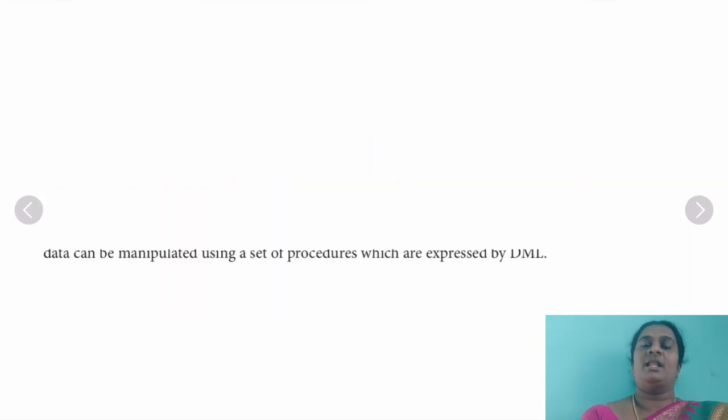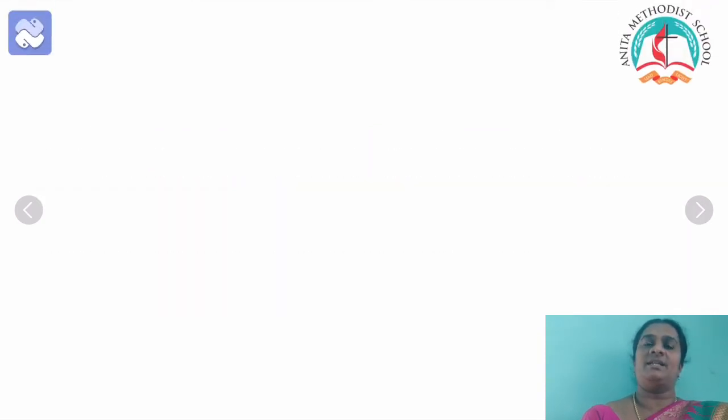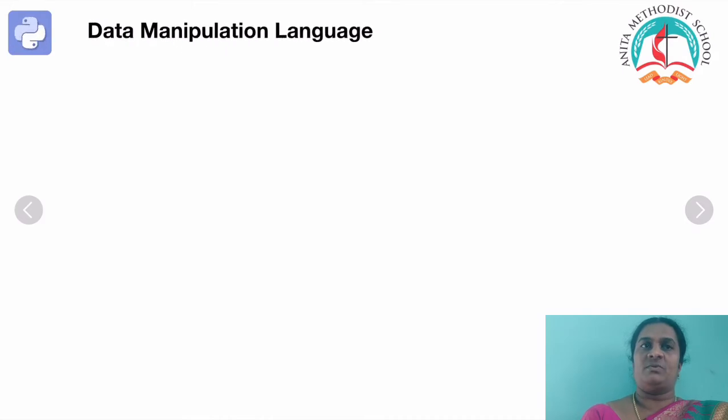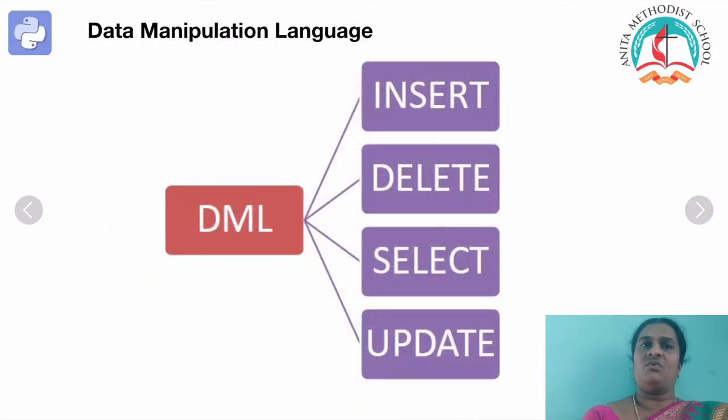Good. Now let's see the commands. What are the commands used in DML? We already saw the four commands used in DML. First one is insert. What are we going to do with insert? We are going to insert data into a database. And what is delete? We are going to delete data in a database.